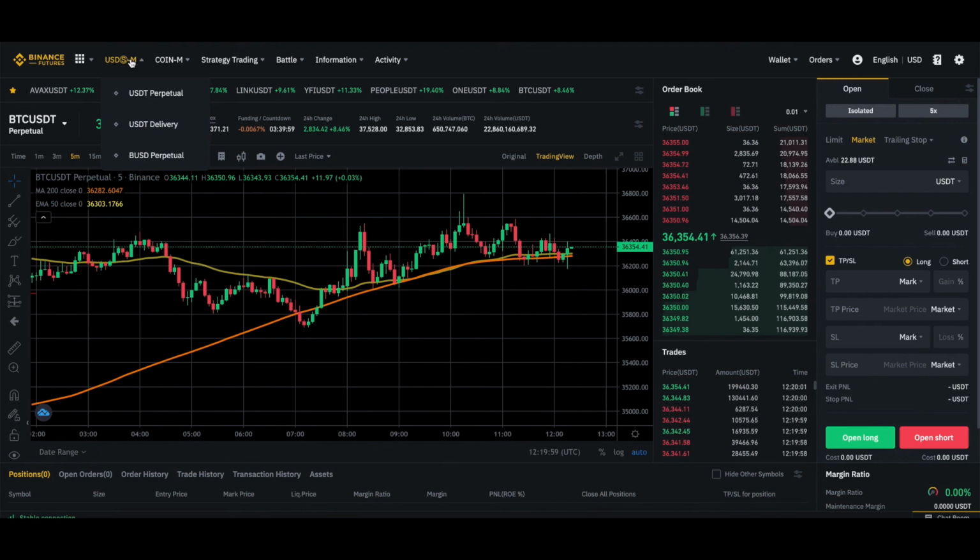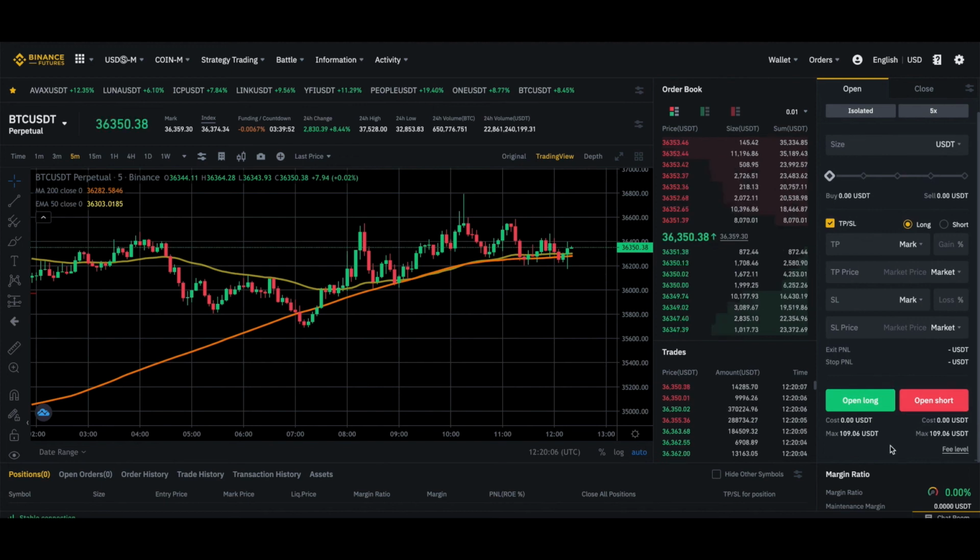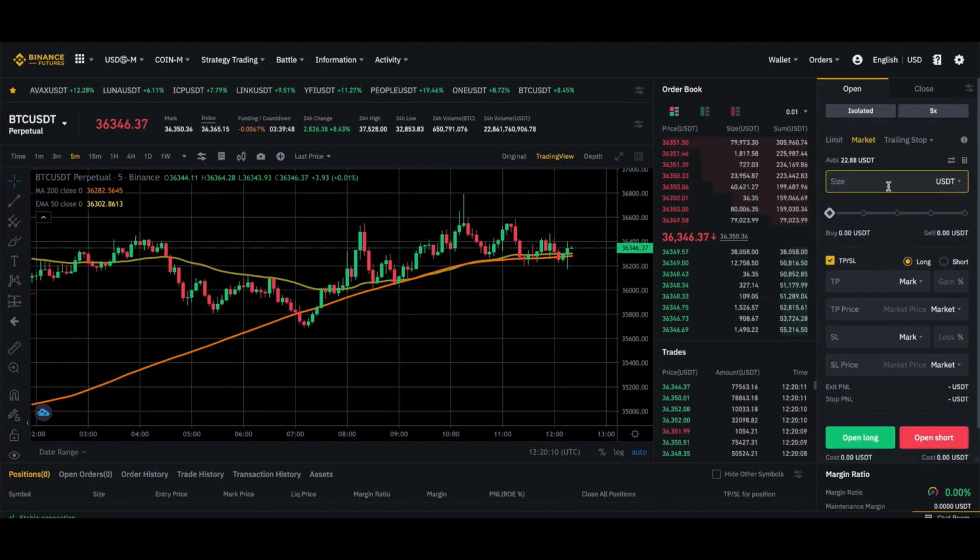Right, so that was your USD futures. All that meant was that we're using the USD on the account as collateral. So if the price comes down and you think it's going up, then it will just reduce the amount of USDT that you've got on the account.